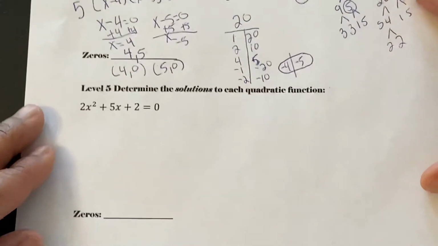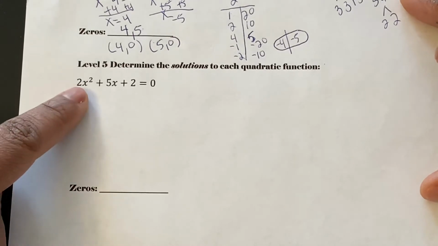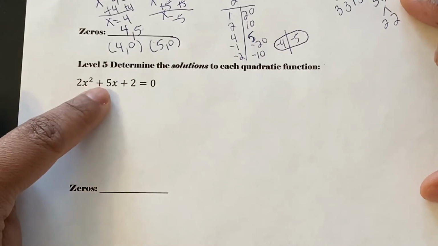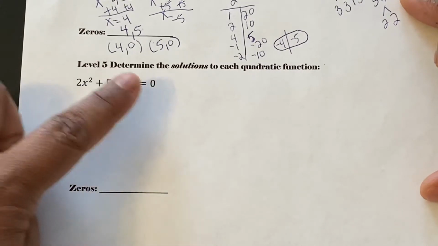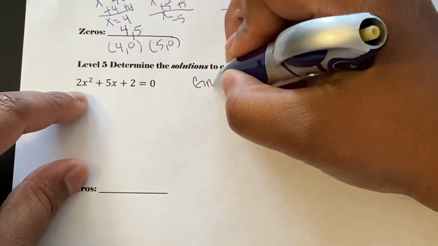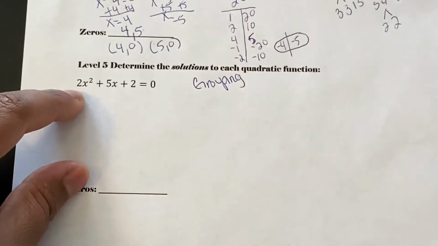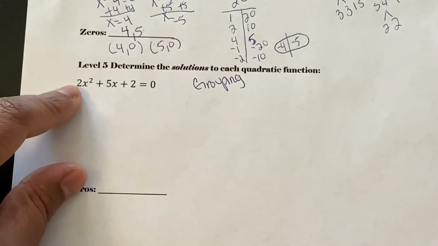Last but not least, level 5, I want to solve. What are the solutions? So here, again, the A term is not 1. So I need to see if I can take out a GCF. I have 2x squared plus 5x plus 2. As you can see, none of these terms have a GCF, a number or a variable. So I must use the grouping method. When you cannot take out a GCF and you cannot make the A term 1, you must use the grouping method.